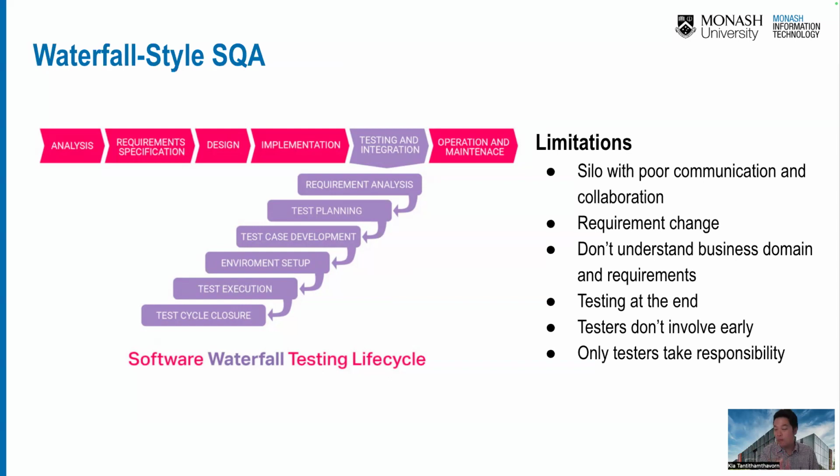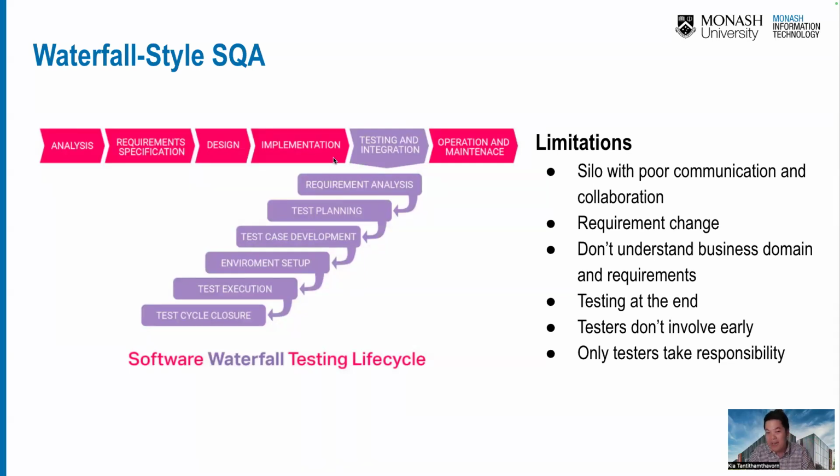And then the next one is waterfall-style SQA. When we talk about the waterfall software development process, we start from analyzing requirements. We get the requirement, analyze it, develop the requirement specification, break it down, make it concrete. We design the software based on that specification. We start the implementation, and testing and integration are the whole SQA phase. Okay, SQA only focuses on the testing and integration phase here.